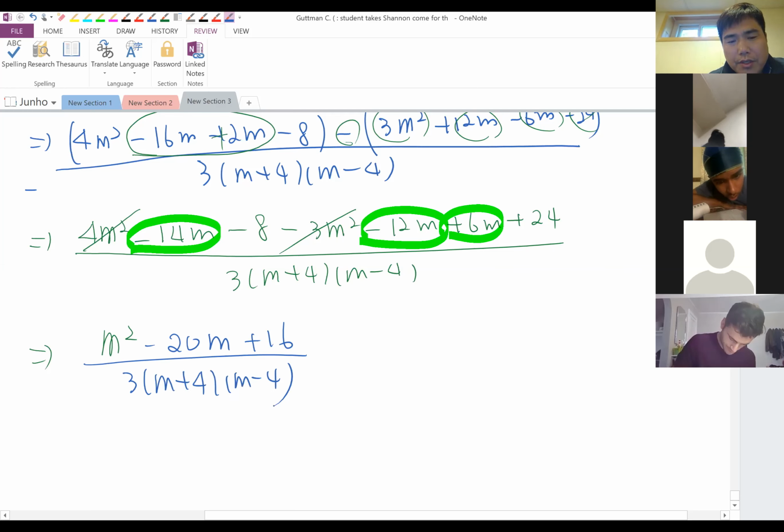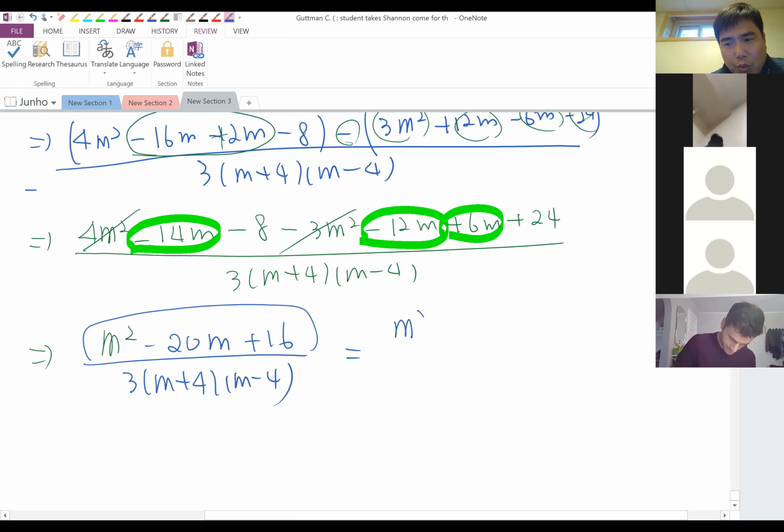Okay, this is also a trinomial form. So can we factor it out? Is it factorable? We cannot. Okay, then the answer becomes m squared minus 20m plus 16 over 3m plus 4 and m minus 4. That will be your final answer.